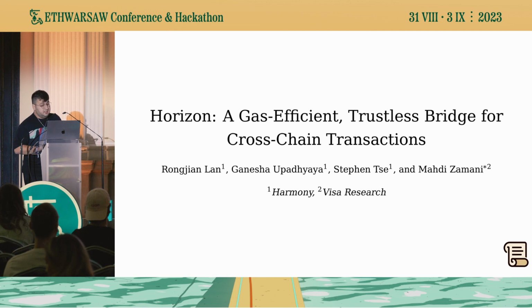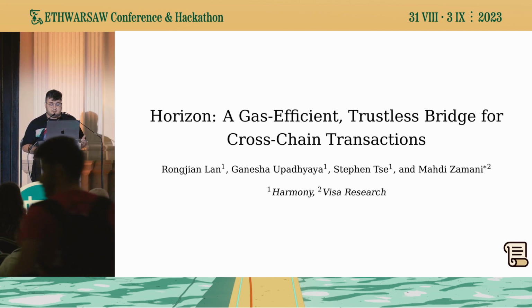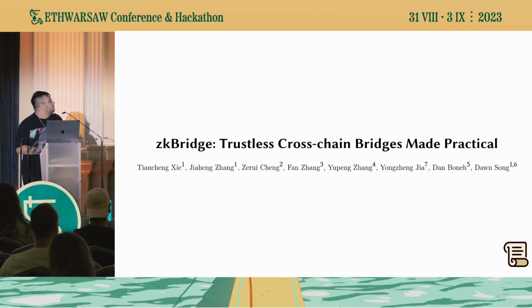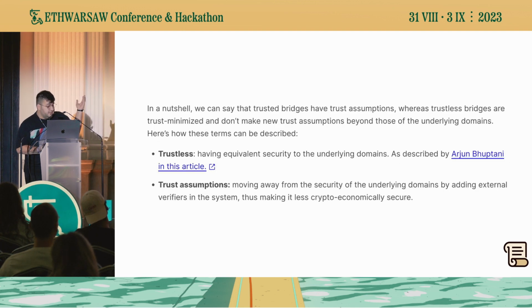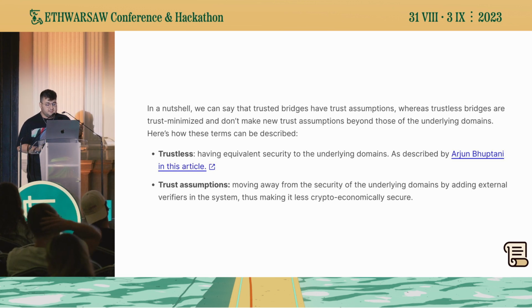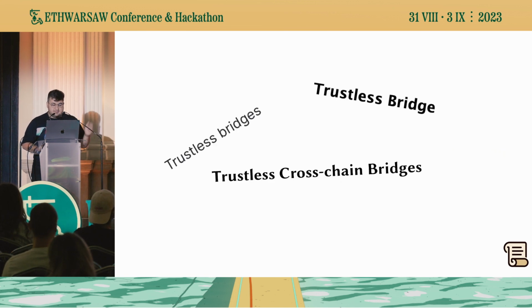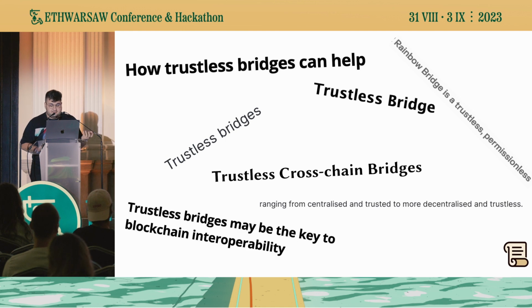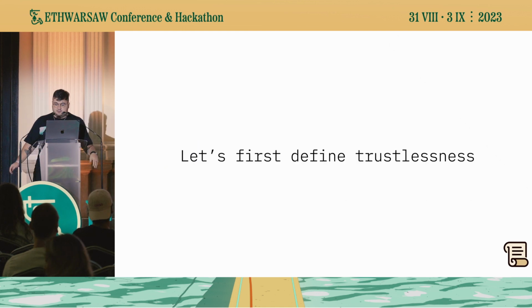Or another one, it's the Harmony Bridge. It's Horizon, a gas-efficient, trustless bridge for cross-chain transactions. Or yet another one, ZK Bridge, trustless cross-chain bridges made practical, or even from the EF page. So yeah, you have trustless having equivalent security to underlying domains. Trustless, trustless, trustless, even more trustless. So let's first define what trustless is.